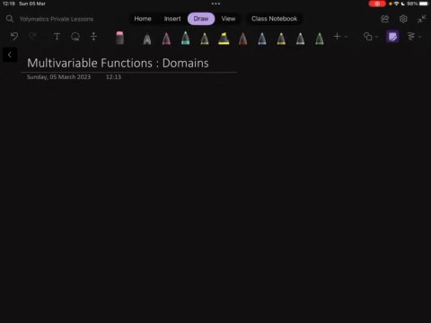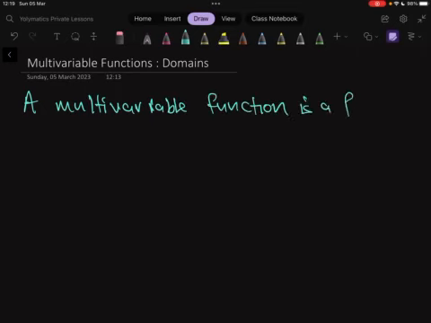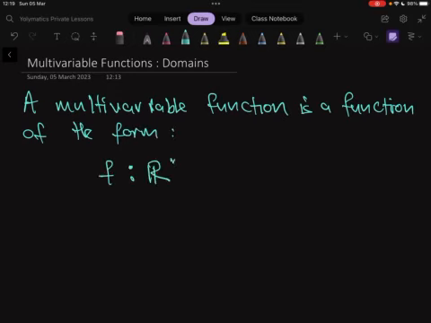So what is a multivariable function? A multivariable function is a function f from R^n to R. It is just a function f which takes n-tuples and maps them to a real number.